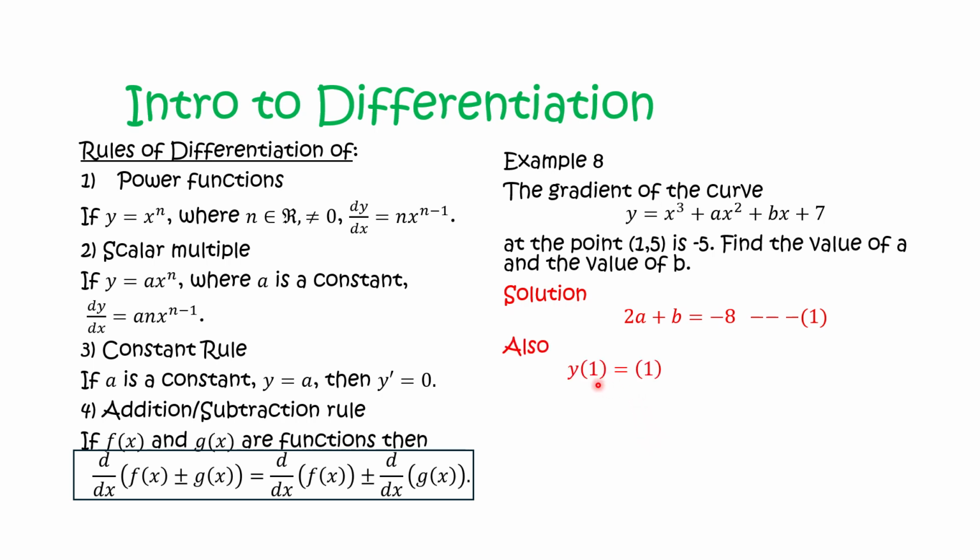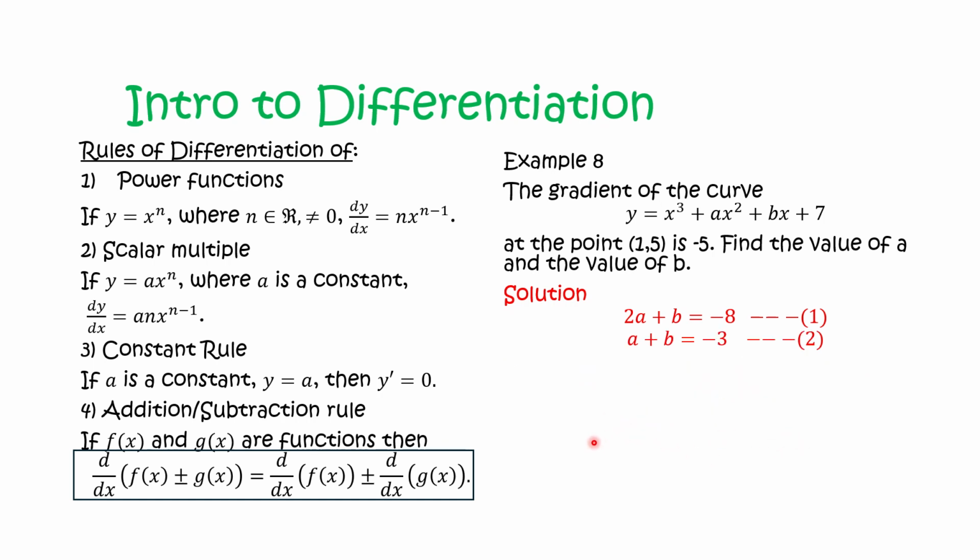Now, we also know that y at the point x equals 1 gives a 5 on the y coordinate. So we substitute 1 into y, not the gradient function or y prime. This is in the y curve. So where we have x, we substitute with 1 and equate that to 5. Simplifying further, we have a plus b is equal to minus 3. Let's label this equation 2.